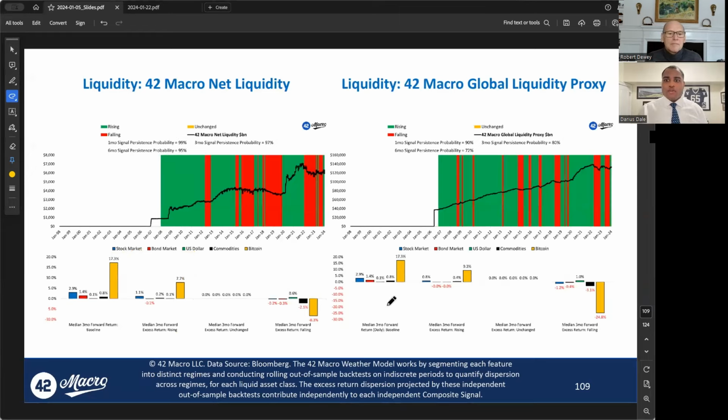So let's use liquidity as an example here. We have our 42 Macro net liquidity model and our global liquidity proxy. Just as an aside, I don't believe in weighting models, because the order of the principal components will change over time. If you do PCA analysis on any discrete period of time and compare across samples, you'll notice all the same principal components are there, but in this particular period, inflation mattered more. In this particular period, growth mattered more.